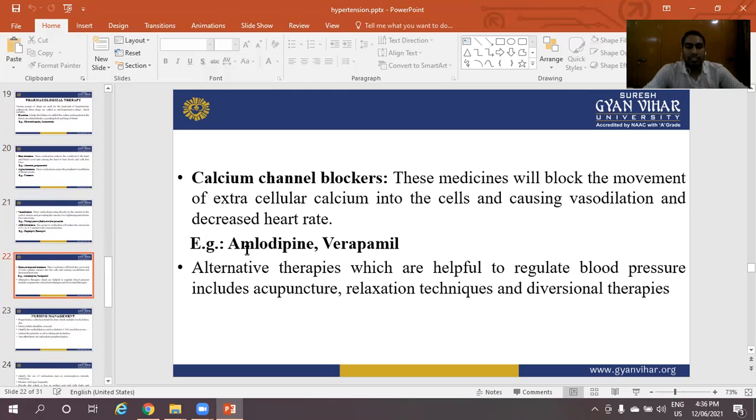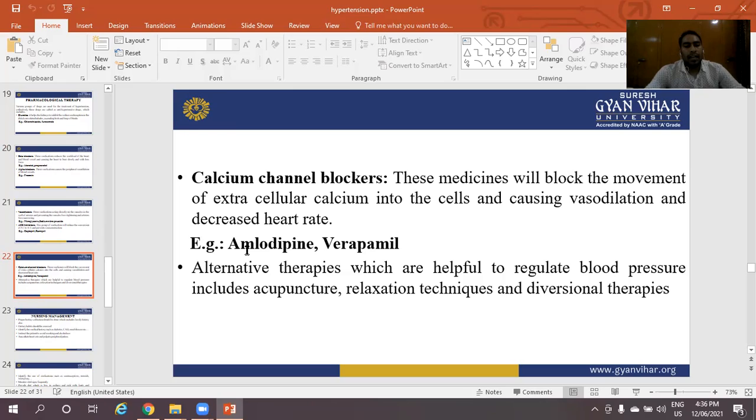Calcium channel blockers. These medicines block the movement of extracellular calcium into the cell, causing vasodilation and decreasing heart rate. Examples of calcium channel blockers: amlodipine, verapamil, nifedipine, diltiazem. These drugs come under the calcium channel blockers.